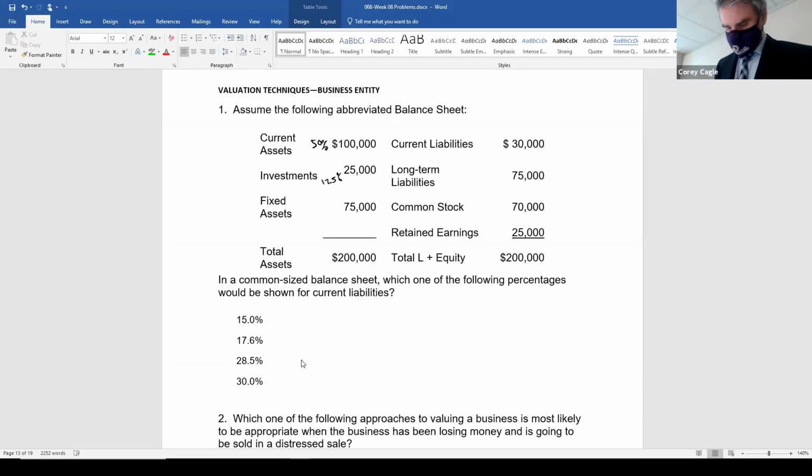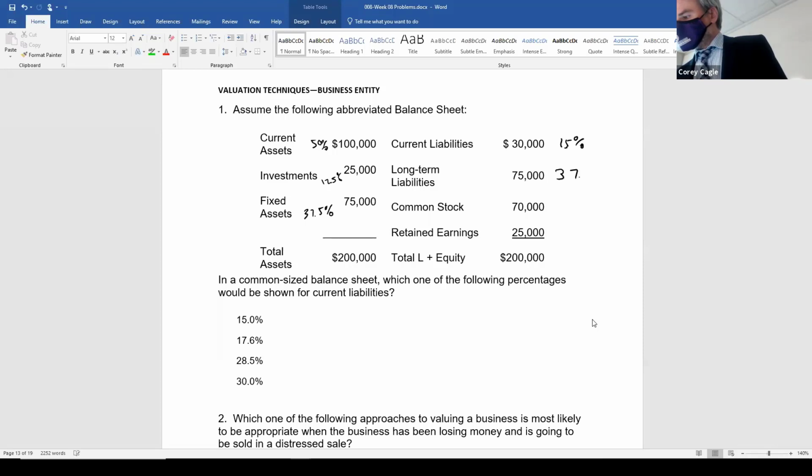Fixed assets is going to be 37.5%. Everything is just shown as a ratio to total assets. Okay. Same on the liability and equity side. 15%. 37.5%. 12.5%. 35%.